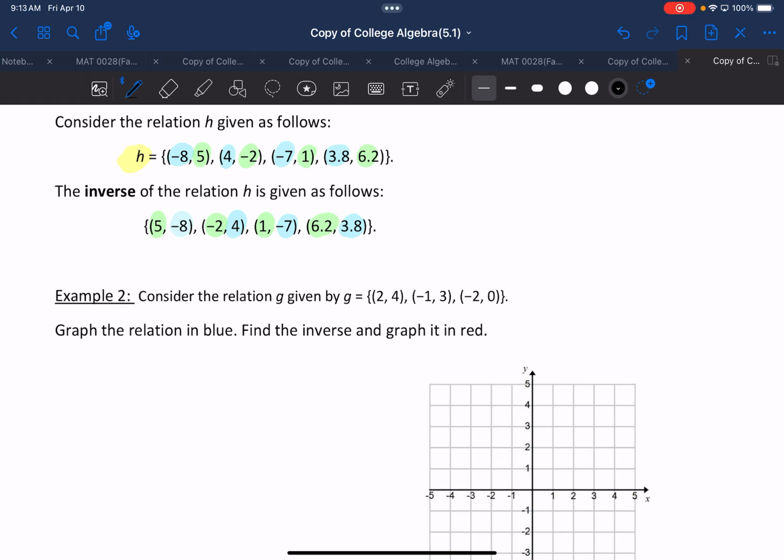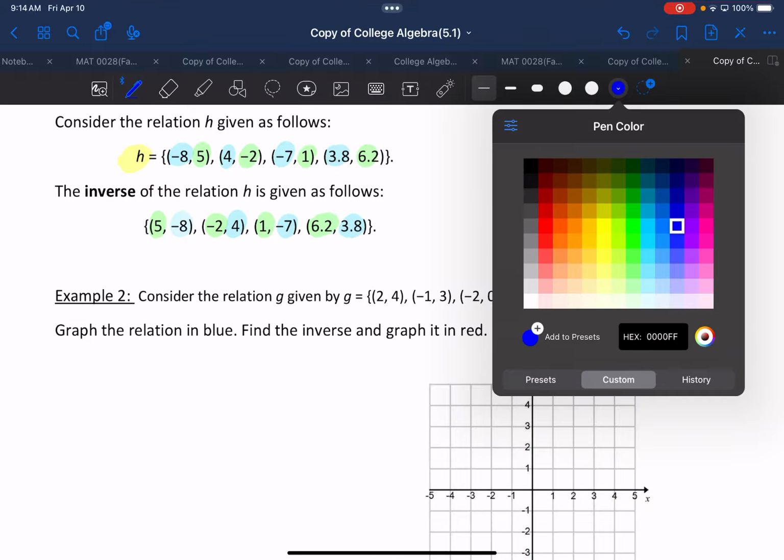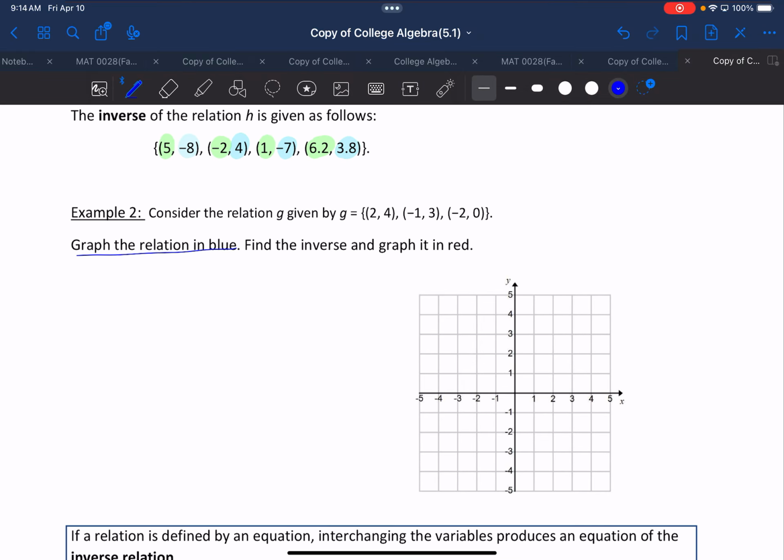Okay, so this next example gives us another set of ordered pairs of this relation G. So in that relation, I have 2, 4, -1, 3, and -2, 0. So in this example, I'm going to graph these points in blue first. So on this graph, I would have 2, 4 would be right here. -1, 3 would be right here. And -2, 0 would be right there. So those are just those 3 ordered pairs in blue.